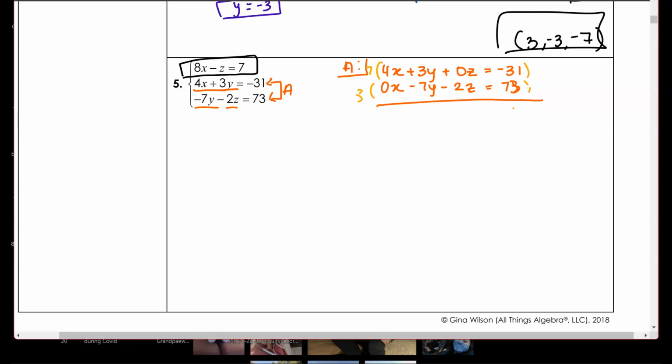So I end up with, let's change colors here, let's go back to black. We're going to have 28x plus 21y, sorry, my stylus is not cooperating here, plus 0z, so notice that that one doesn't change, and then negative 31 times 7 is going to give us a negative 217.